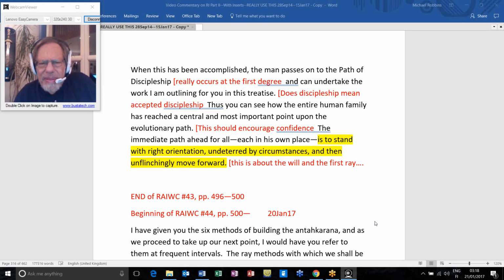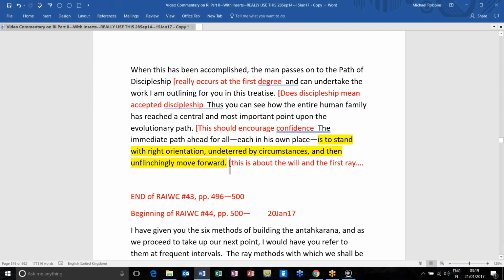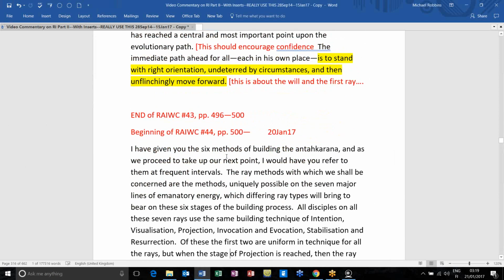So we will continue here with number 44 in the rays and the initiations, part 2. The first part is done in a written commentary for the most part. And now this is a video commentary, and we're grateful to some individuals who are helping to transcribe it for your easier access. So this is actually beginning here on the 21st of January 2017.